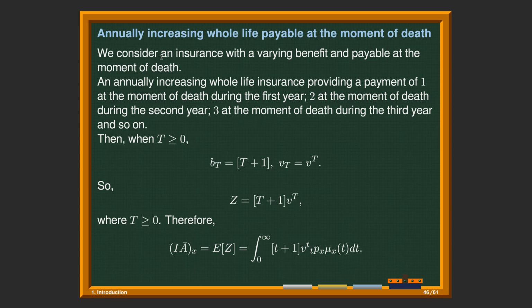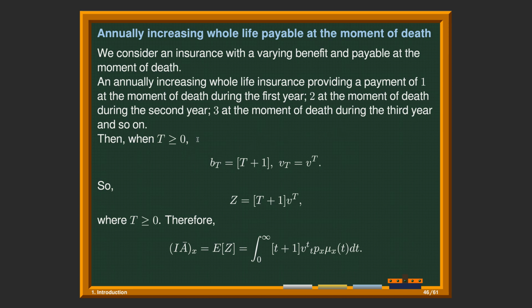So consider an insurance with a varying benefit and payable at the moment of death. So again, we first consider insurances which are payable at the moment of death. One type is this: an annually increasing whole life insurance providing a payment of 1 at the moment of death during the first year, a payment of 2 if death occurs during the second year, a payment of 3 payable at the moment of death if death occurs during the third year, and so on.